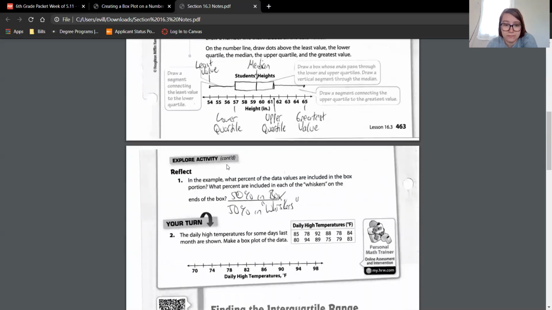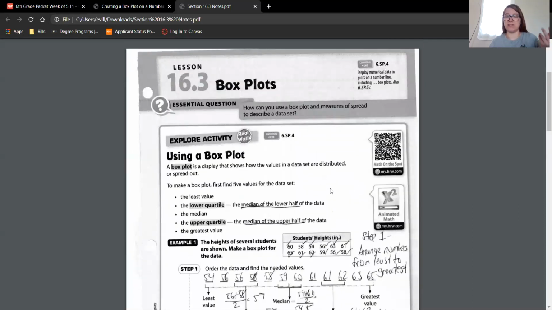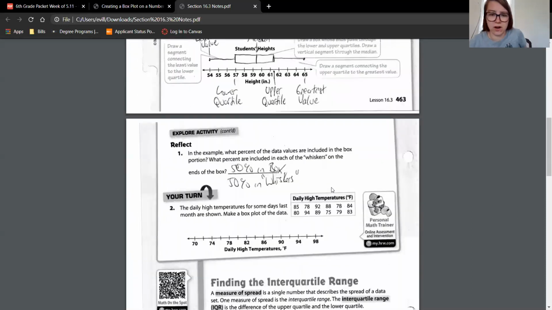And then it asks us to reflect. So in the example, what percent of the data values are included in the box portion and what percent are included in each of the whiskers. So these box plots are also called box and whisker diagrams because those lines that go out, they call them whiskers. It's a thing.